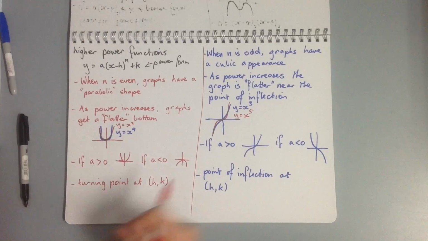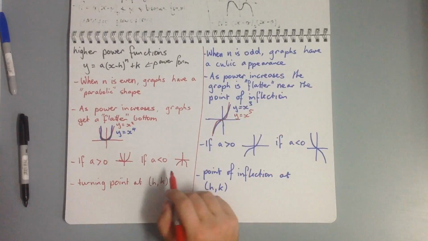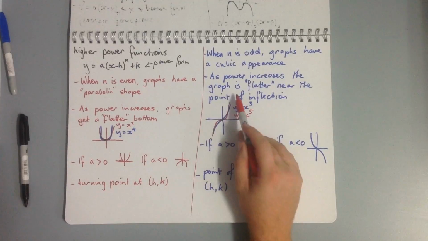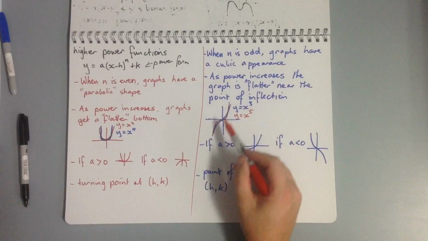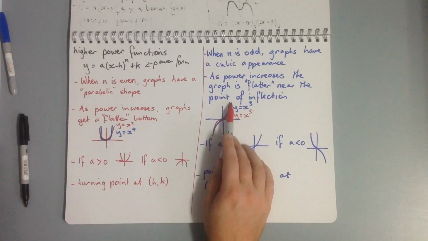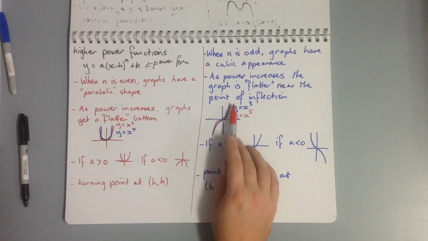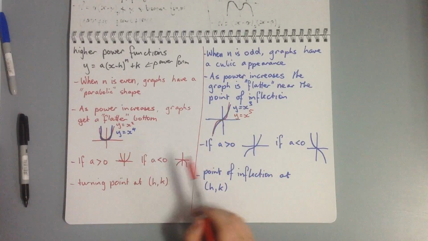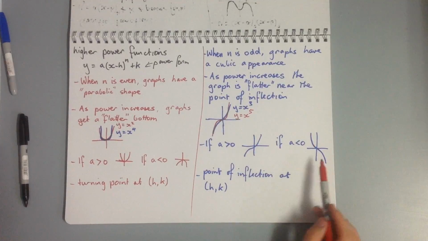If n is odd, our graphs have our cubic appearance, meaning they're like this. As the power increases, the graph gets flatter near the point of inflection, and that's a stationary point of inflection. So again you can see in our blue is our y equals x cubed, and our red is y equals x to the 5. We're a lot flatter. If a is positive, we're like this. If a is negative, we're like this.